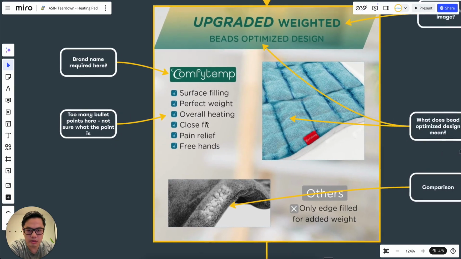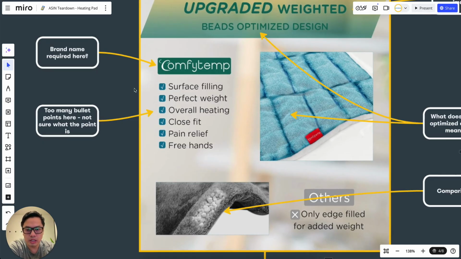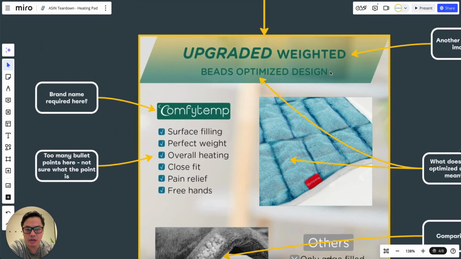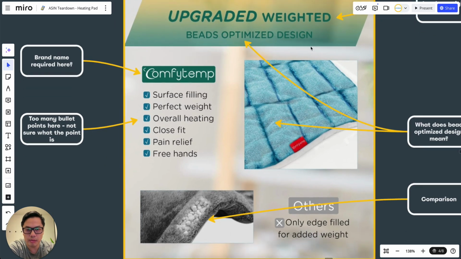Too many bullet points here, talking about too many different things. I usually go with a rule of three. So just have at most three bullet points and not many words to it. And they all have to explain what the callout is all about. So here it says upgraded weight beads optimized design. That's already confusing on its own. So I'd come up with a much better callout there.